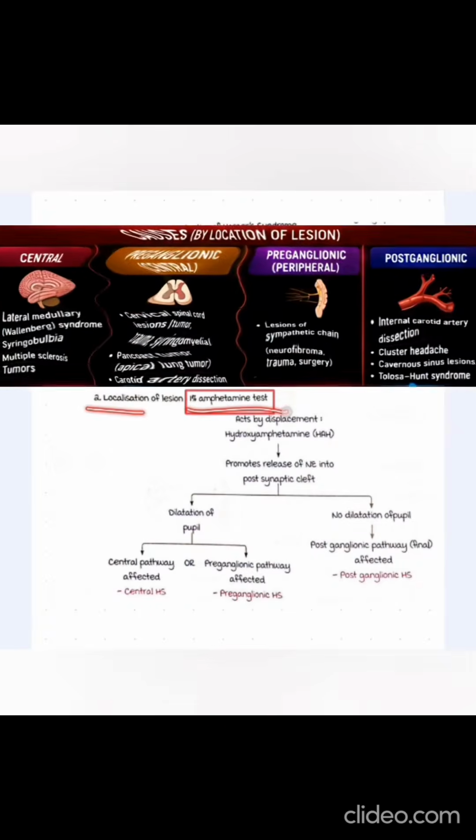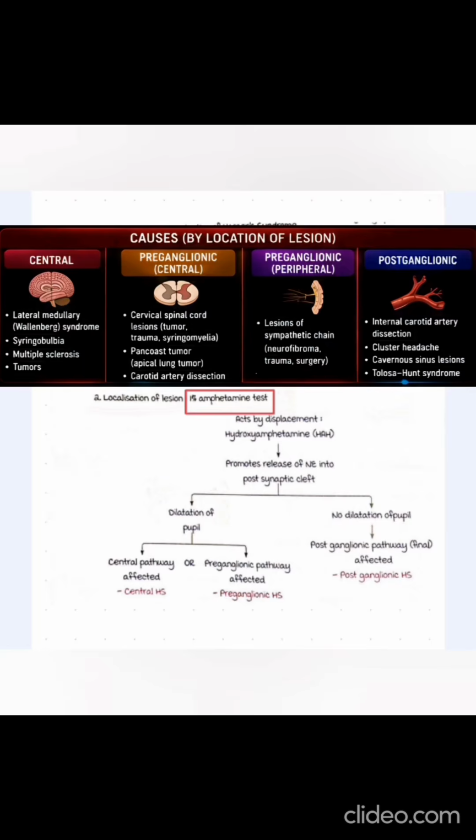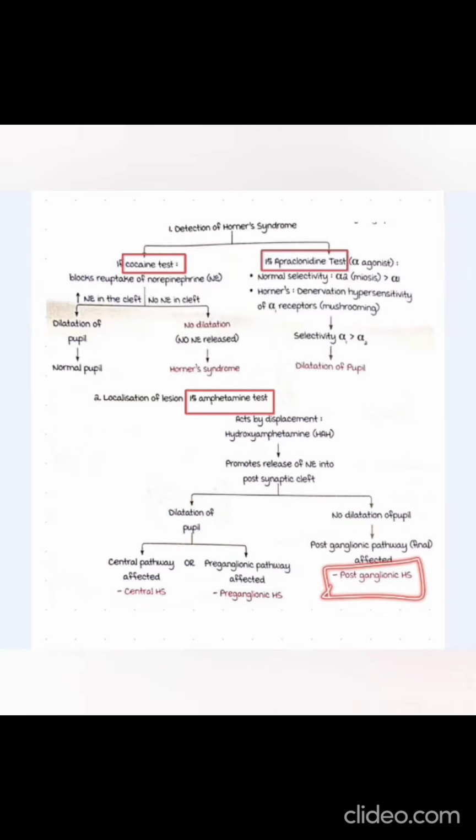1% hydroxyamphetamine test for localization of the lesion. If it causes dilatation of the pupil, there is central Horner syndrome or preganglionic Horner syndrome. If there is no dilatation of the pupil, then it is postganglionic Horner syndrome.